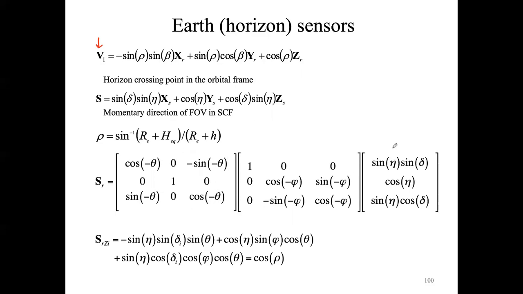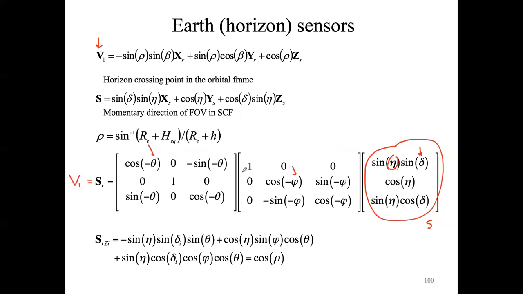rotate this vector, that is your S, so your measured S, that is known because this is measured by the detector and this is given by the design of the instrument. And those are the pitch and roll angles. You can write that this expression here is equal to V1.